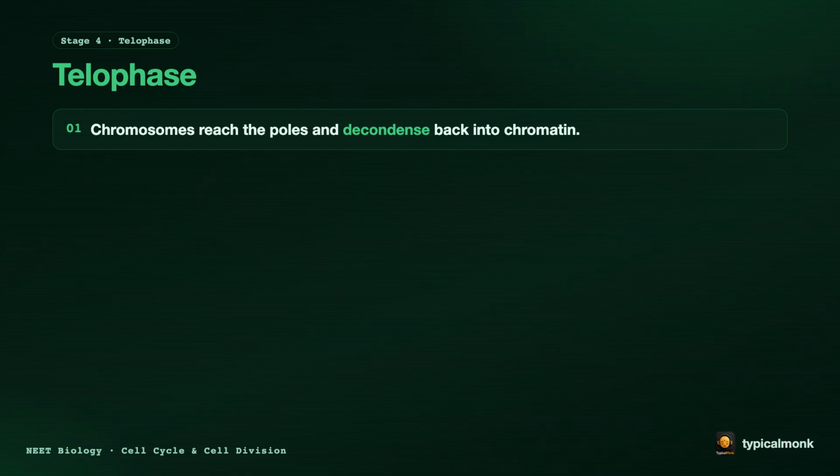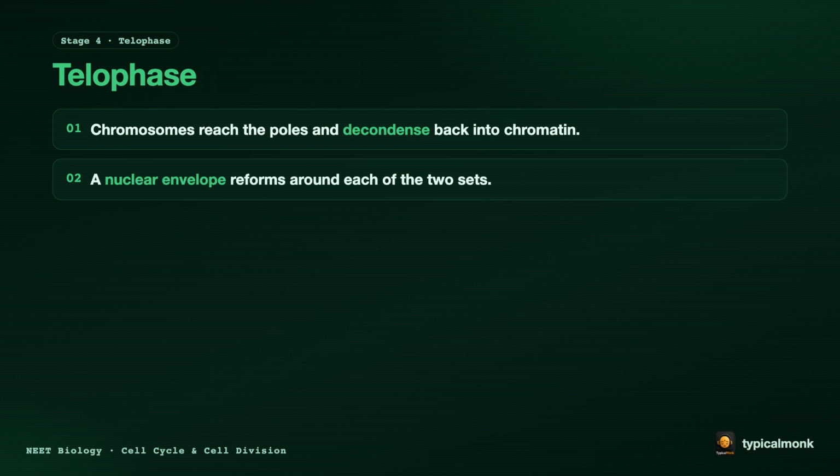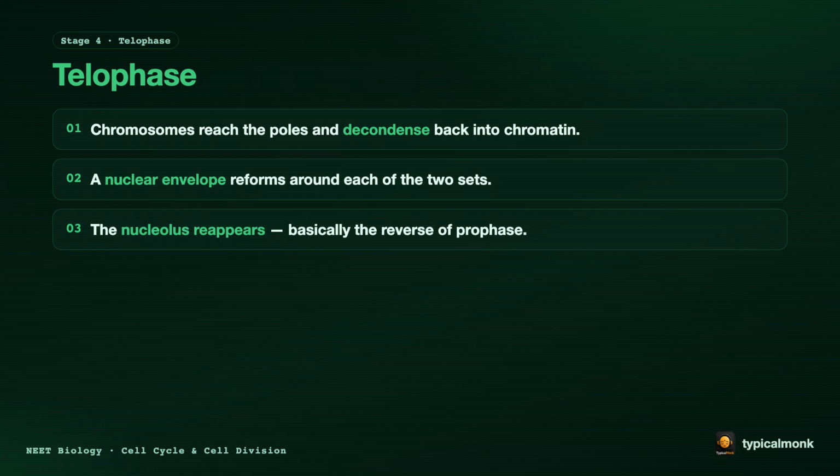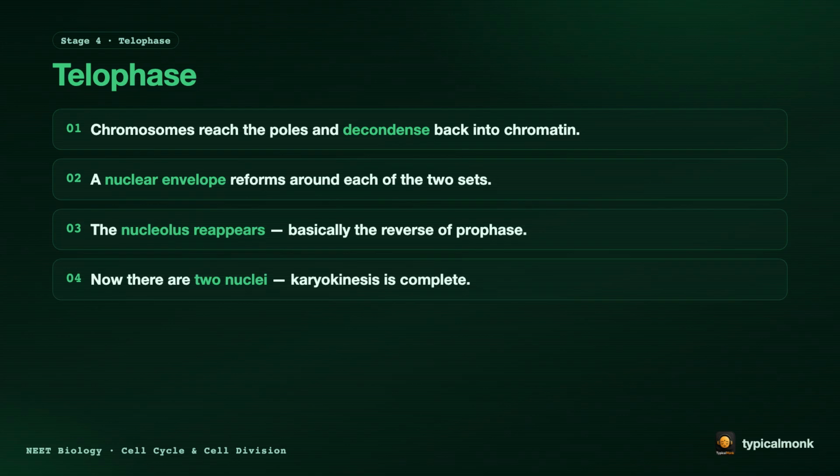Now the fourth stage, Telophase. The chromosomes reach the poles and decondense back into chromatin. A nuclear envelope reforms around each of the two sets. The nucleolus also returns, that is, it is almost the reverse of prophase. Now, two nuclei have formed, karyokinesis is complete.